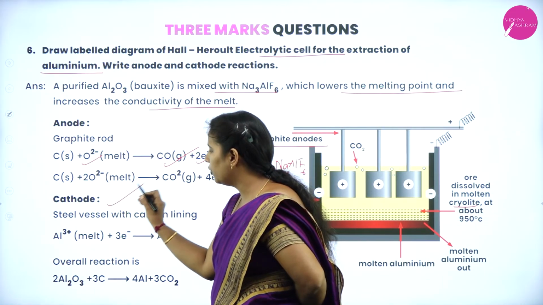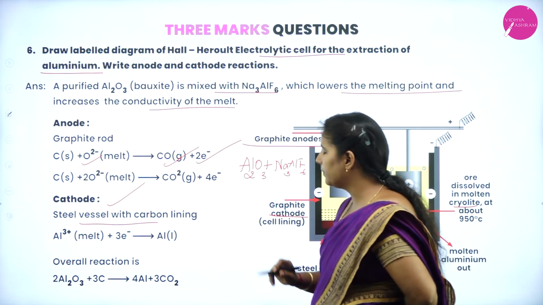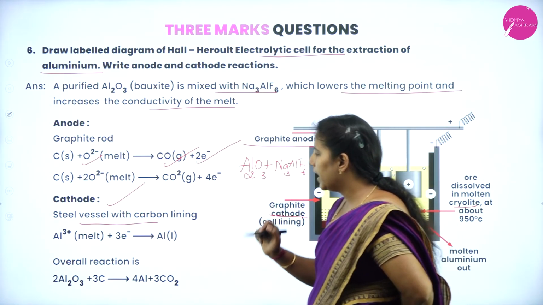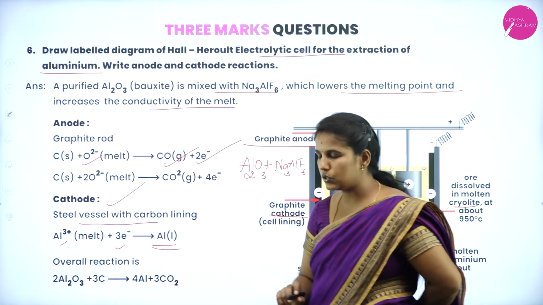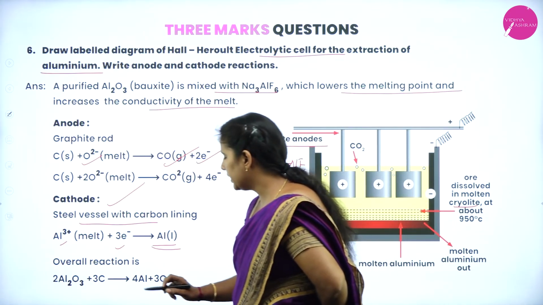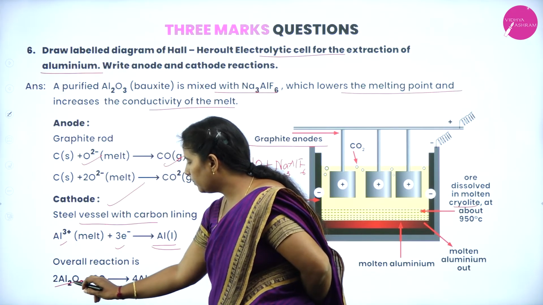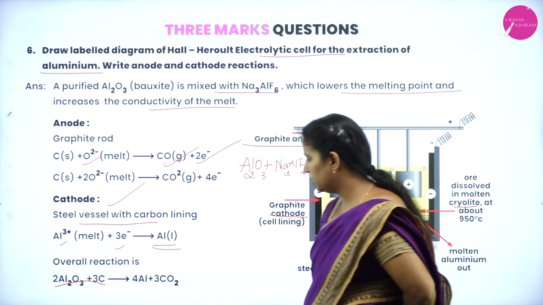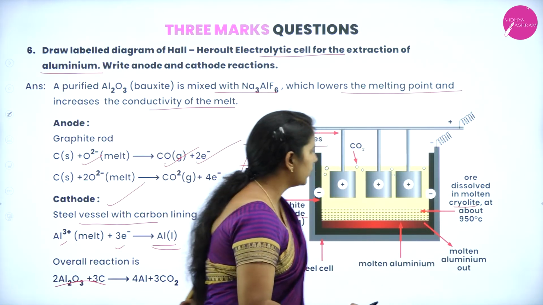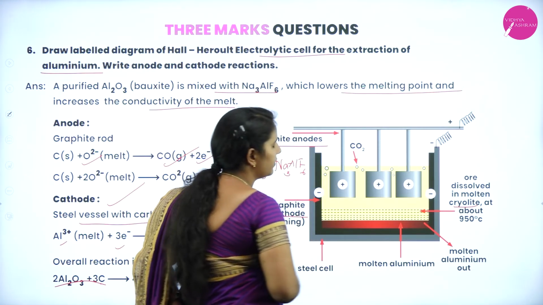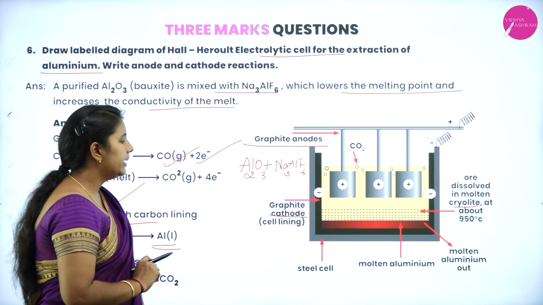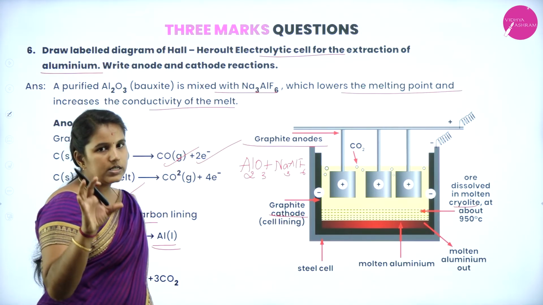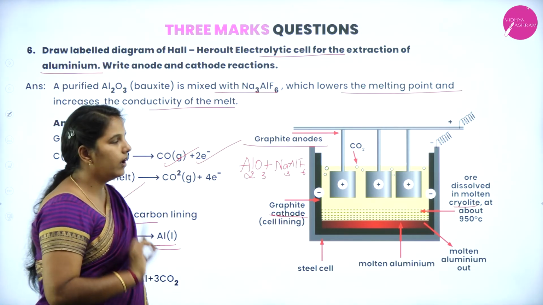So at the cathode, the steel vessel with the carbon lining, you can see that, the aluminium will gain 3 electrons and get reduced to aluminium. And in the overall cell reaction, you can see that aluminium oxide reacts with carbon to give aluminium and carbon dioxide. So the aluminium oxide reacts with the carbon monoxide to give carbon dioxide and get reduced to aluminium. This is a process only for the preparation of aluminium.